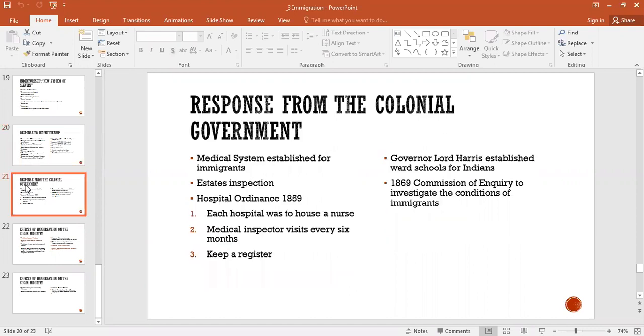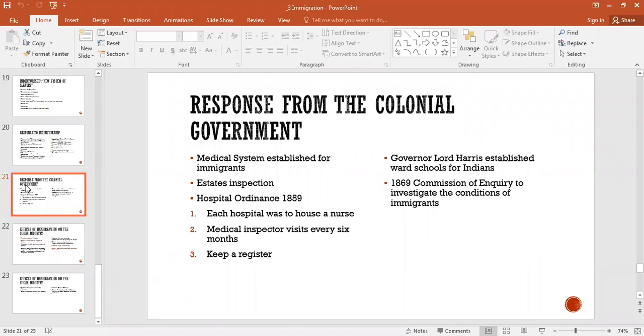So these are the different ways in which they are going to respond. But how is the colonial authority going to respond to the complaints by the Indians and the Chinese? One, they're going to establish a medical system. In the medical system that's going to be implemented, each estate must establish a hospital and must have a nurse, and a medical inspector is going to visit the plantation or the hospital every 6 months, and they must keep a register.